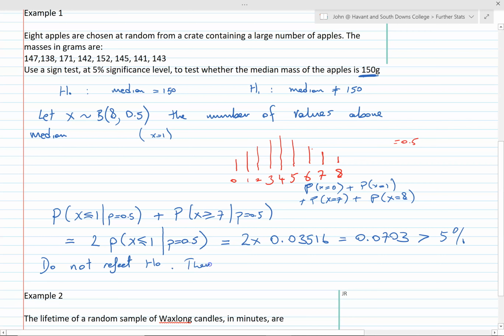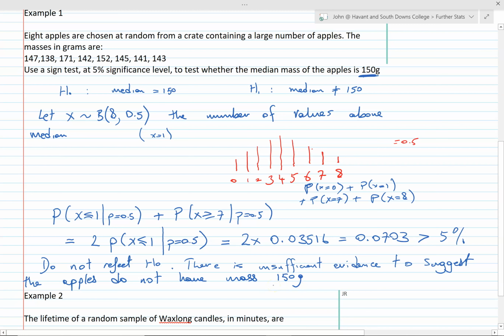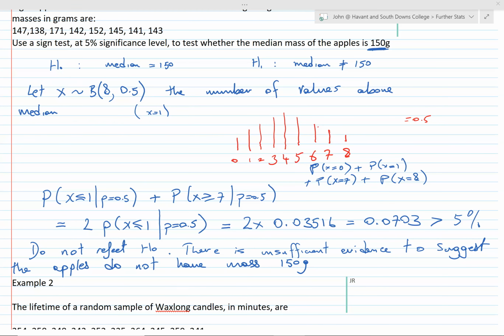There is insufficient evidence to suggest the apples do not have mass 150 grams. The results we got are not unusual enough for us to reject the null hypothesis.